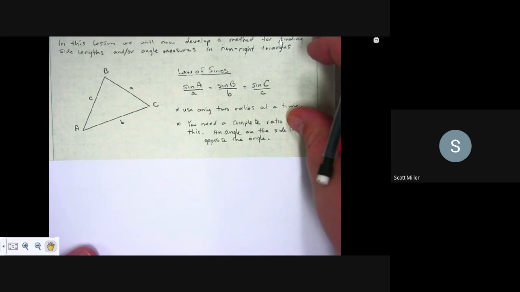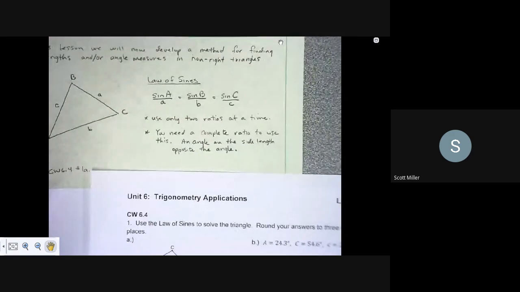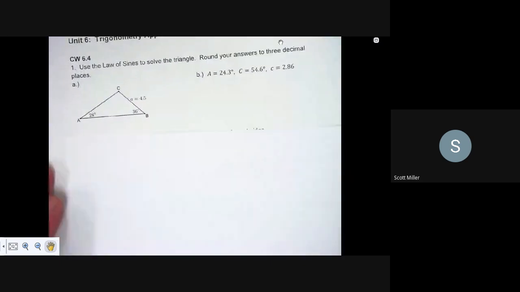All right, so let's look at an example of this. We're going to look at classwork 1A. I'm going to pull that problem over so we can look at it, and I'll show you how this works. So law of sines, there it is again. And so here we go. I'm going to show you how I want you to write it all out.